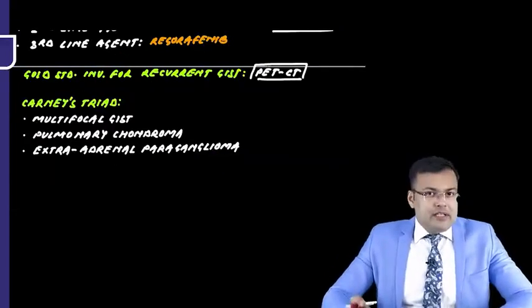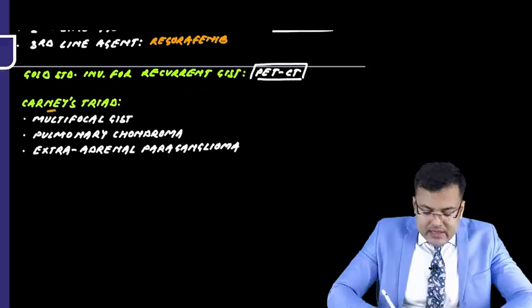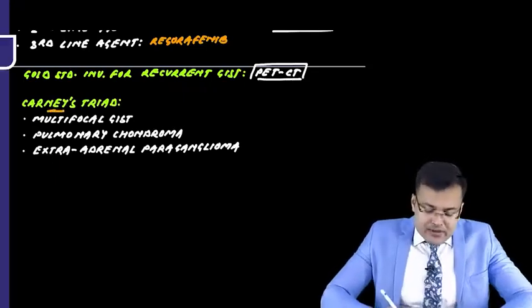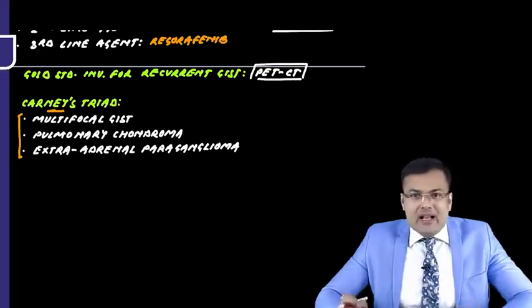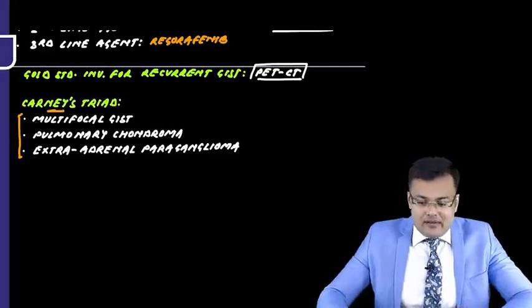There is a triad which is asked in relation to GIST, that is Carney's triad, and the components are multifocal GIST, pulmonary chondroma, and extra-adrenal paraganglioma.